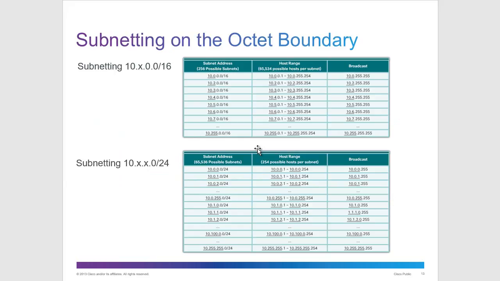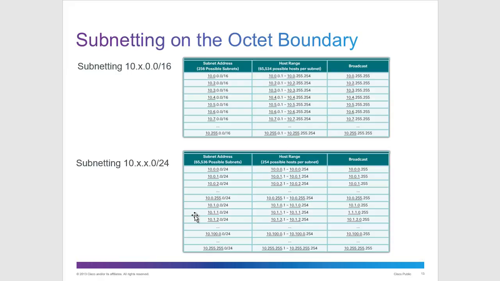And on this slide we have the /16 and the /24 networks, and how many hosts are possible there, how many possible subnetworks there are in each range. So the host range for a /16 is 65,534. We'll talk about why that is in just a second.